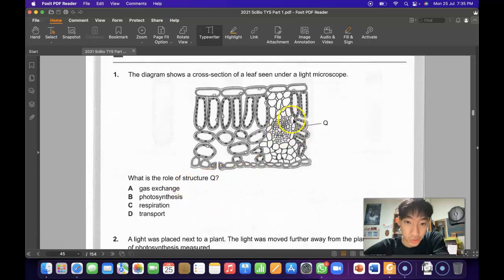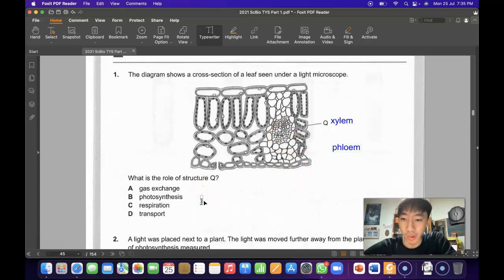Now, as you can see, structure Q is pointing at the, what do you think? That's right, the xylem. Let's label this down, the xylem. Do recall that if you see this network of veins, the upper half will be the xylem, and the lower half is the phloem. How you tell is that the larger openings tend to be the xylem, and the smaller openings tend to be the phloem.